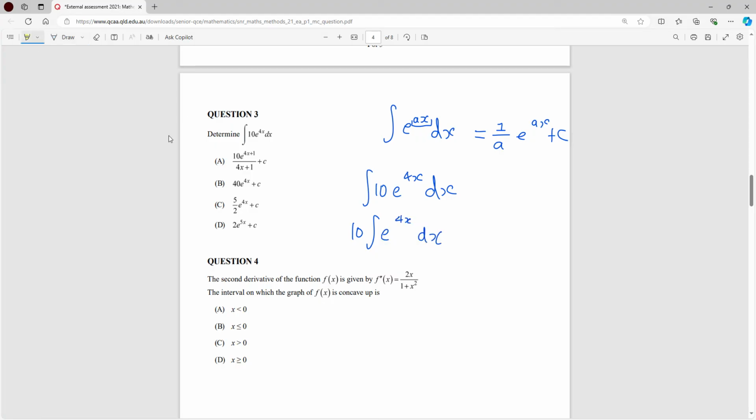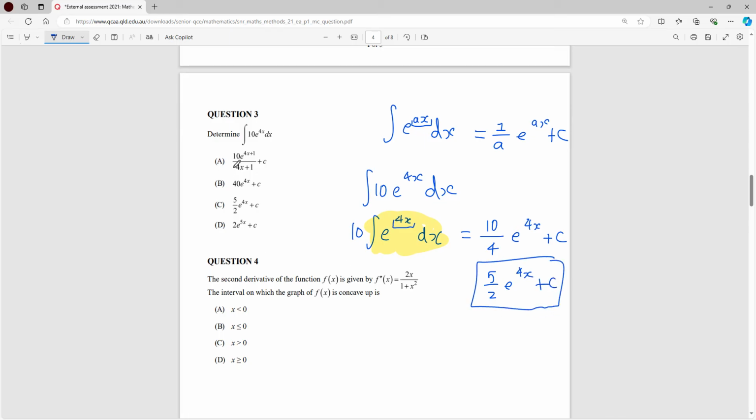When we're integrating just this in the yellow, we're writing the same function except we're going to divide by the derivative of this. Now the derivative of that would be 4. So our answer would be 10 over 4 e to the 4x plus c. Now 10 on 4 is the same as 5 on 2. So we're looking for this answer in our multiple choice.